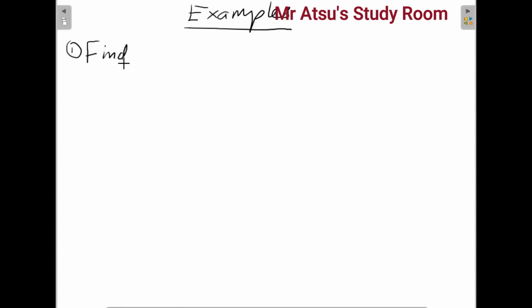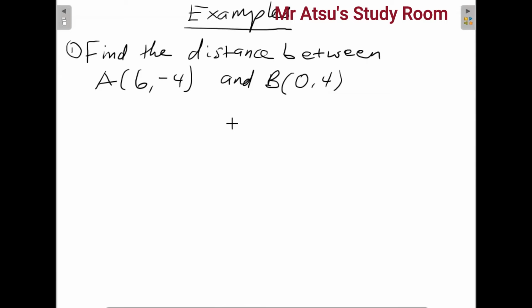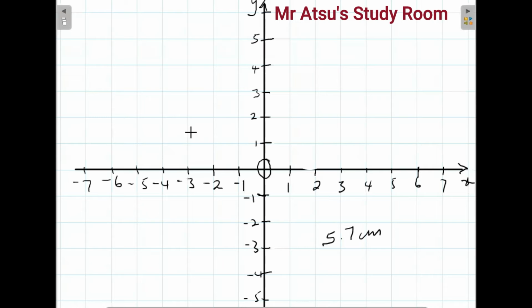Let's take an example to explain this formula. Example 1 says find the distance between A (-6, 4) and B (0, 4). So we go back to our graph and represent these 2 points A and B on our graph.